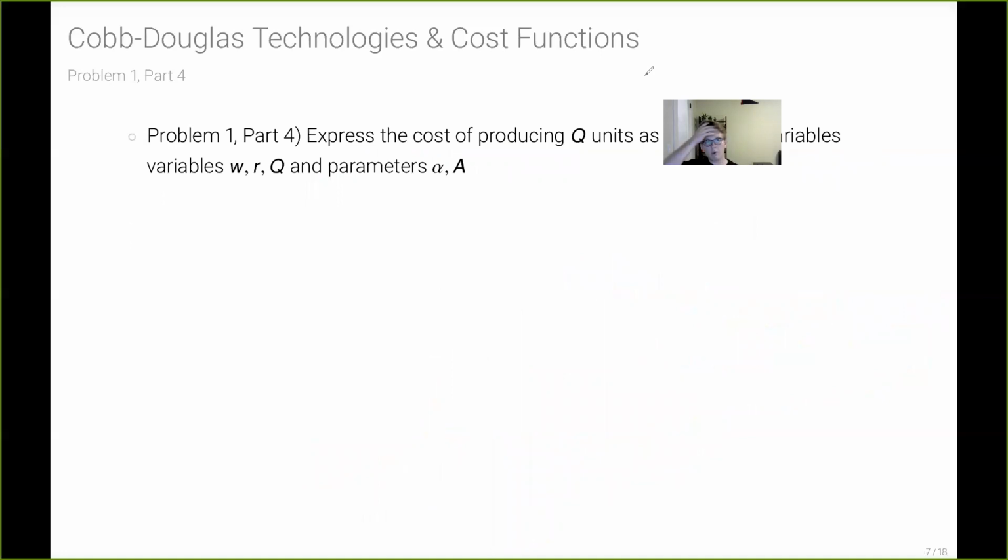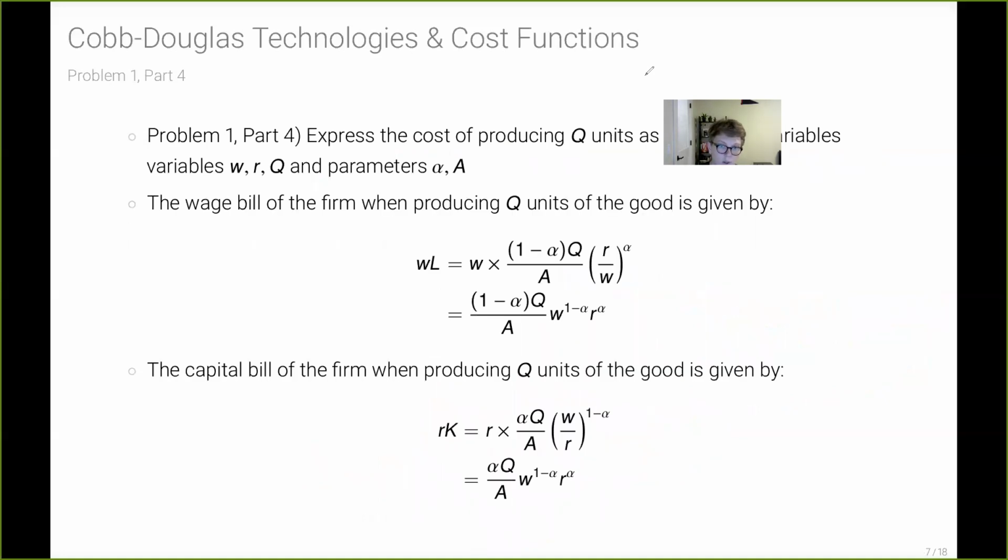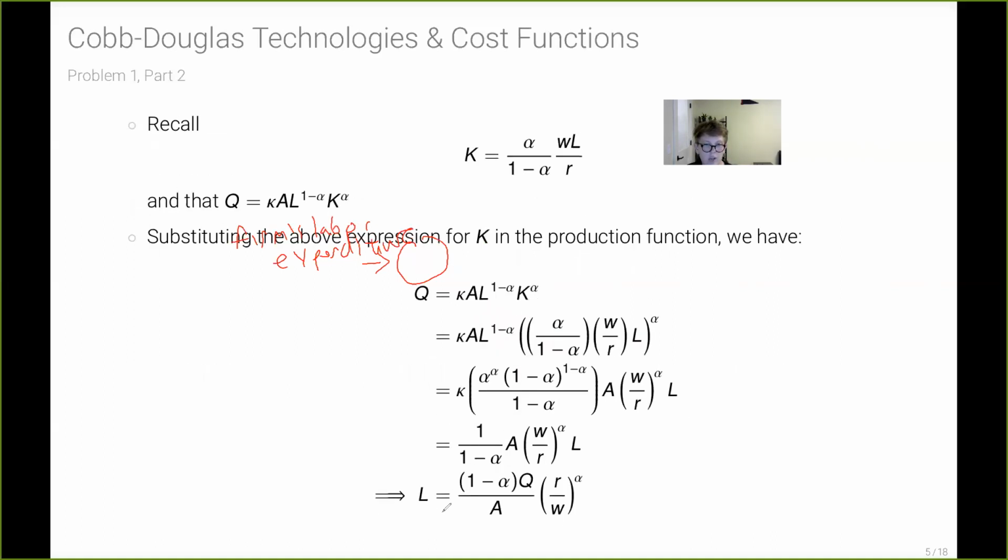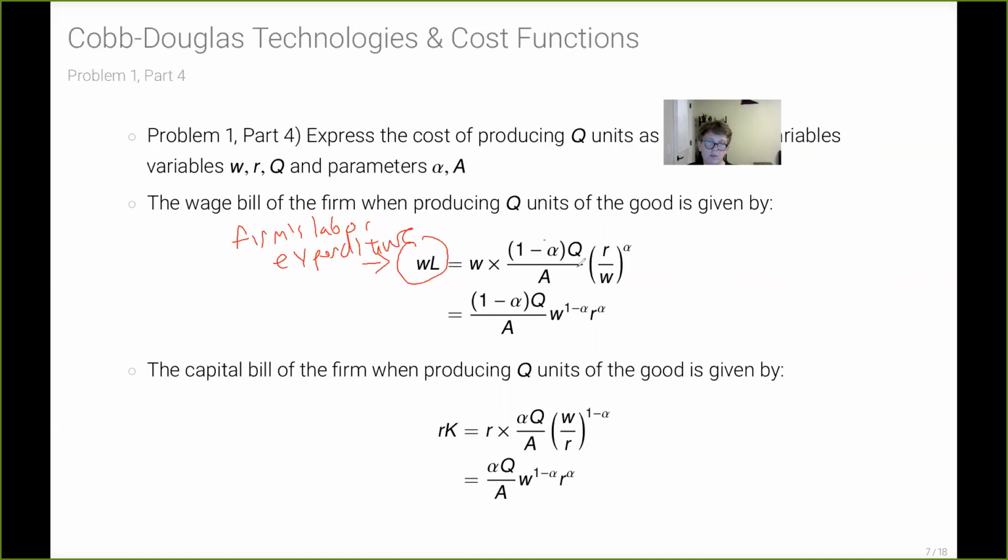So now what we want to do is express the cost of producing Q units of output as a function of only the variables W, R, Q, and the parameters alpha and A. So recall that I defined the wage bill of the firm. This is just equivalently the expenditures on labor. So the firm's labor expenditure is equal to W times L. And so what I'm going to do here is take this function that we had for L right here, and plug it in here for L.